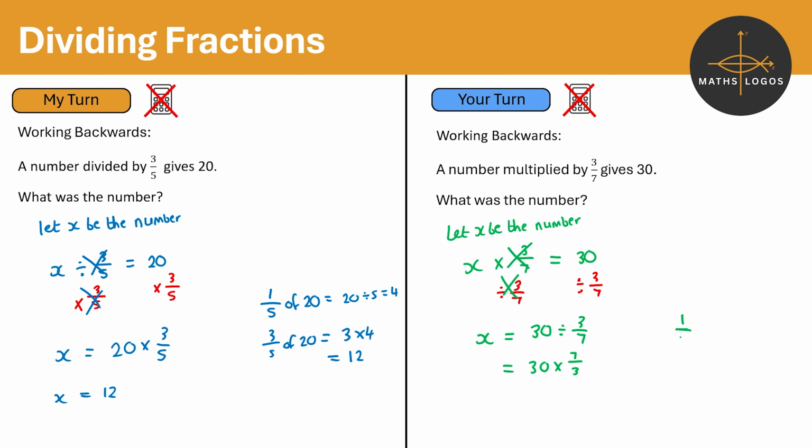Let's think really quickly what 1/3 of 30 is. Well, that's just 30 divided by 3, which is 10. So 7/3 of 30 is 7 times 10, which is 70. So my number x is equal to 70.